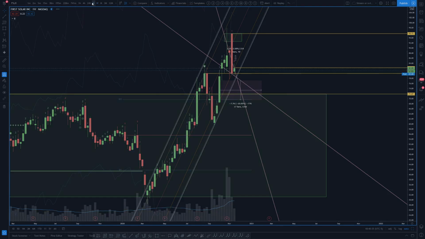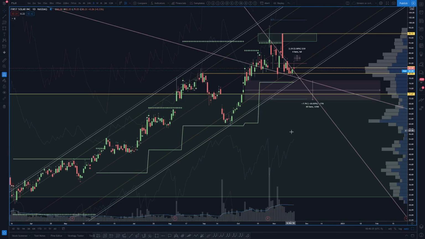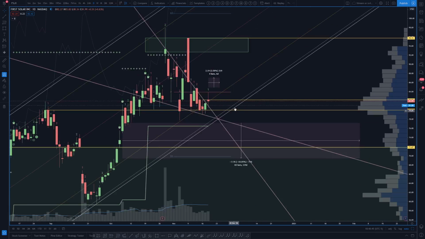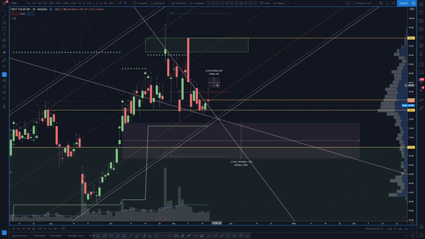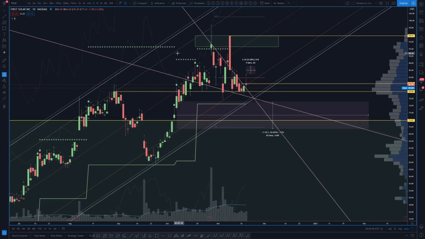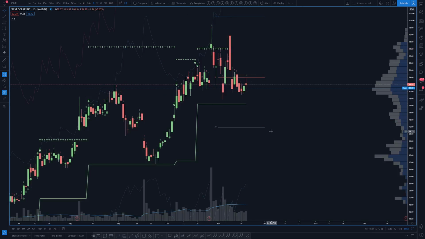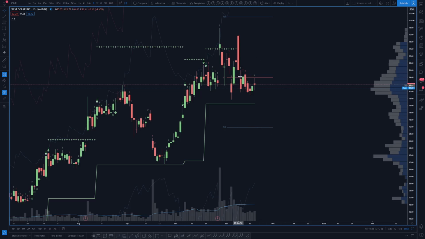FSLR. Okay, FSLR also range bound. The sector is really not doing that much, honestly. Hanging out. Okie doke. Yep, not much going on the daily time frame.